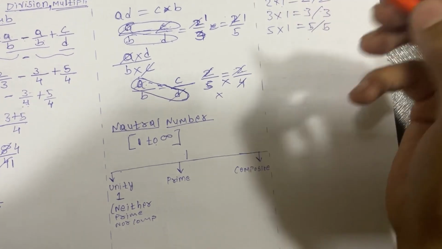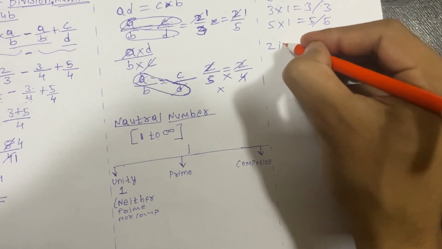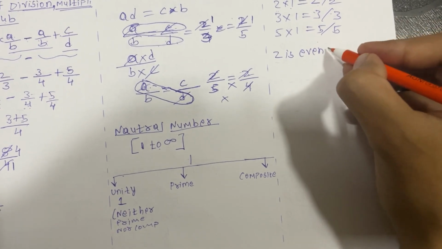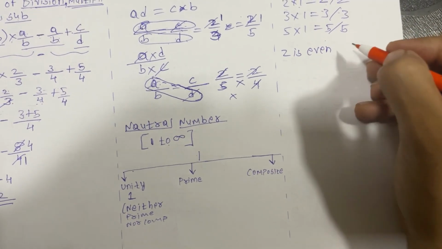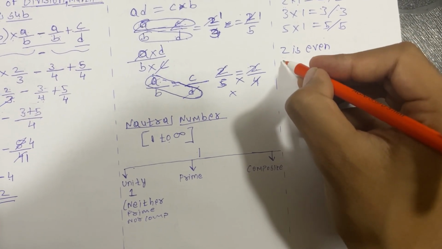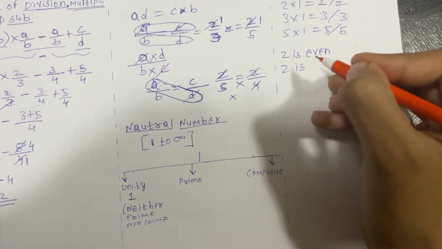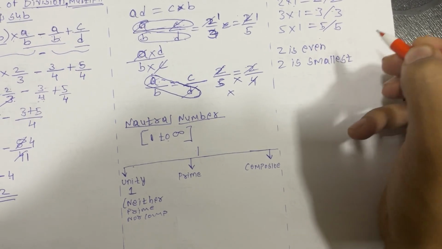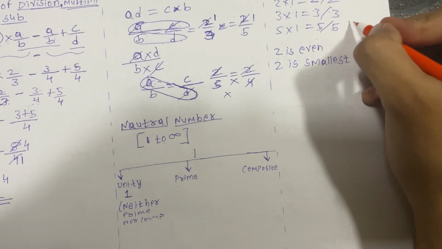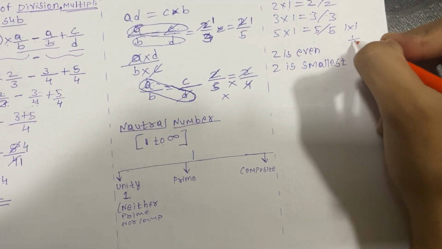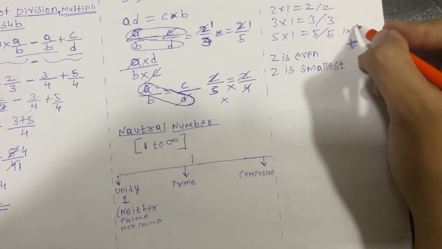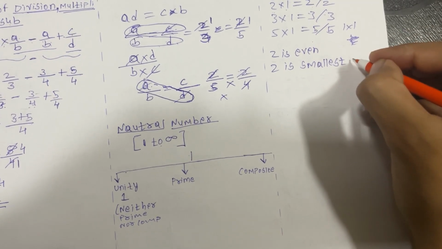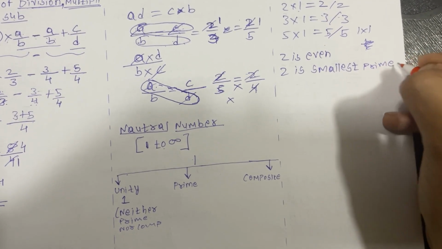In prime numbers, 2 is the one and only prime number which is even. Also, 2 is the smallest prime number. 1 is not considered a prime number because 1 is multiplied by 1 itself, and we have to divide 1 by 1. So 1 is neither prime nor composite. So 2 is the smallest prime number.